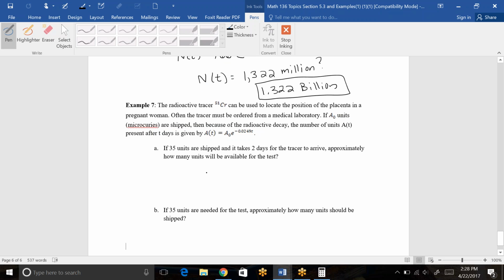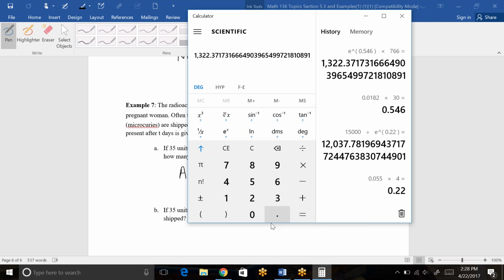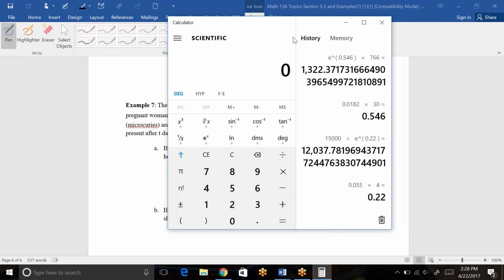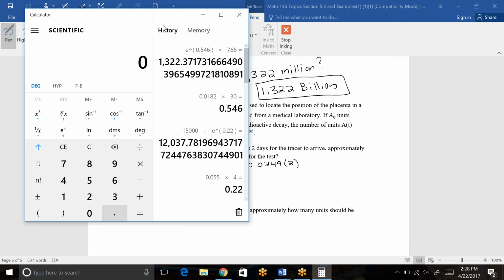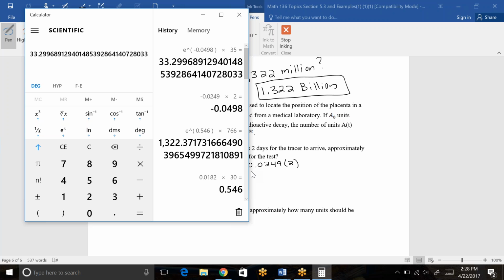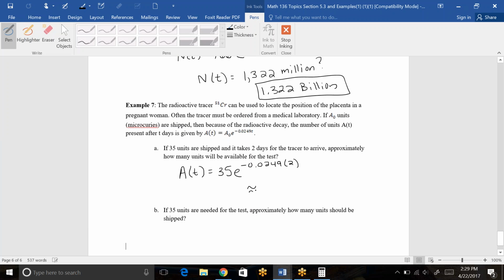So if 35 units are shipped, that's our initial amount, and it takes 2 days for the tracer to arrive, so that's going to go in for our T. Approximately how many units would we have available for the test? Now, when you're doing something medical or where you have to be exact, you can't count a partial unit. So it's 0.0249, which is negative, times 2. So this is going to be my exponent, negative 0.0498. I raise e to that power, and then I multiply by the 35 units we started with. Now that says 33.2. You're not going to be able to use the 0.2, so it's going to be approximately 33 units. So you've lost 2 units.